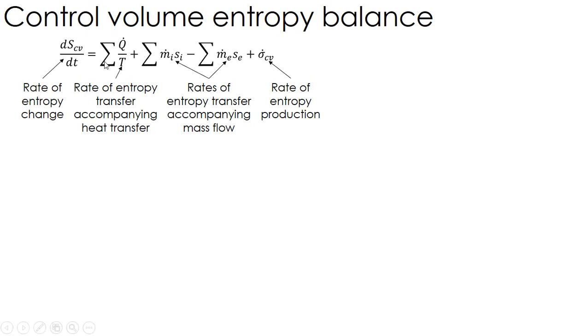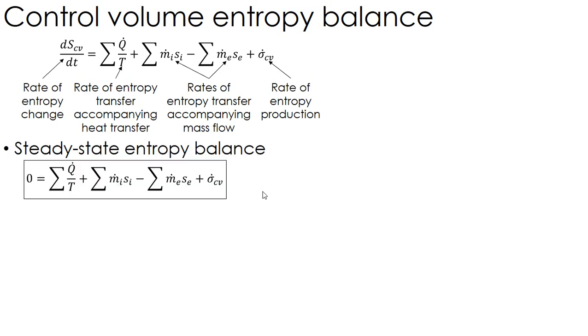Just like in the first law, we have a rate of entropy transfer that accompanies heat transfer. So that's Q over T. And then we basically have entropy in minus entropy out. These are the rates of entropy transfer accompanying the mass flow. So you've got some amount coming in, some amount going out, aiding in that rate of change. And then at the very end, we've got sigma dot, the rate of entropy production. So it's a similar equation to what we had before with a closed system, it's just that I've got mass flow in and out.